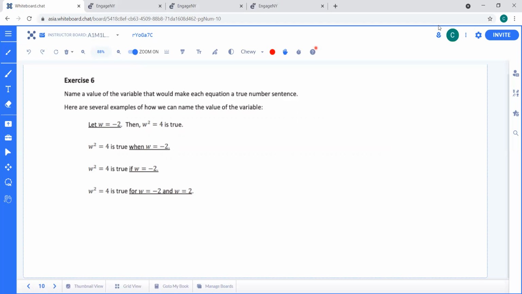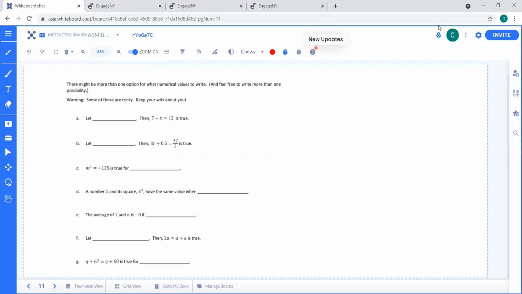The next one is if W is equal to 2. That would also be true. And W squared is equal to 4 is true for W equal to -2 and W is equal to 2. Those are all true statements about that variable. Now, there might be more than one possible option for what number values to write. And feel free to write more than one. Let blank, then 7 plus x is true. Well, that would have to be 5. X would have to be let x equal 5 to make that true.